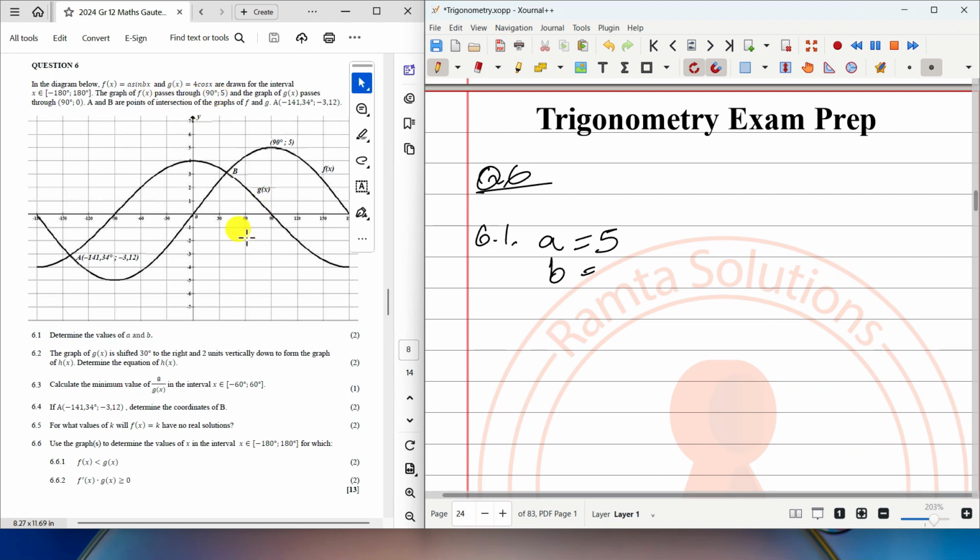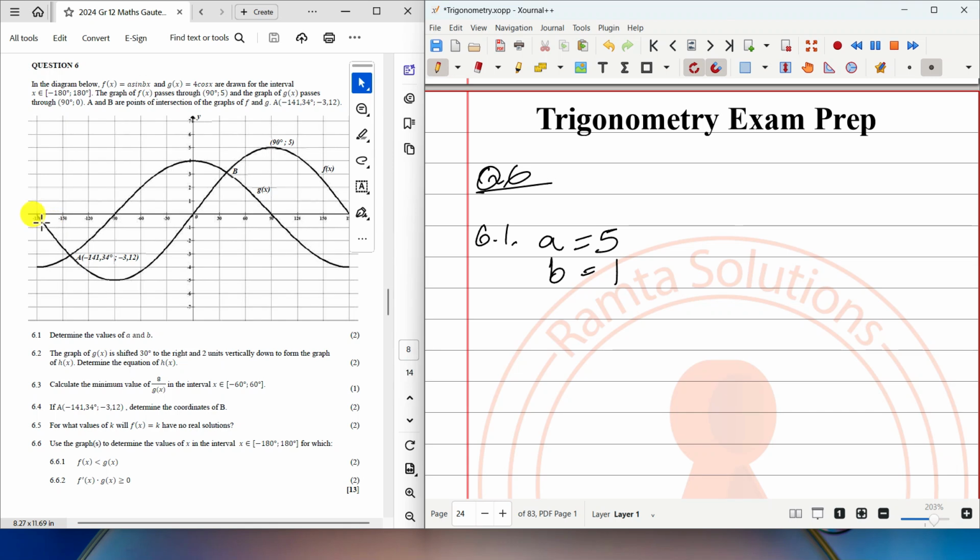B should be 1, as you can see, because check the period here. Yeah, the period is 360. Can you see that? The period is 360, so B must be 1, right? B is 1, okay? This is why this is 2 marks.